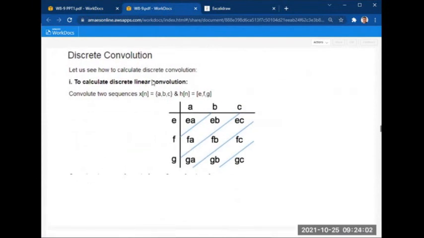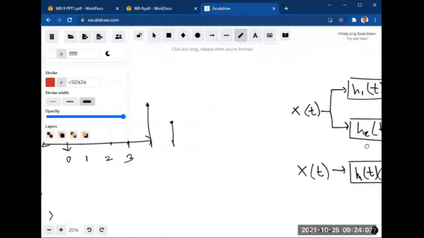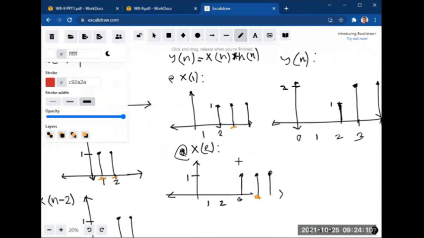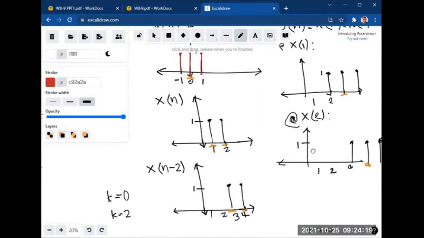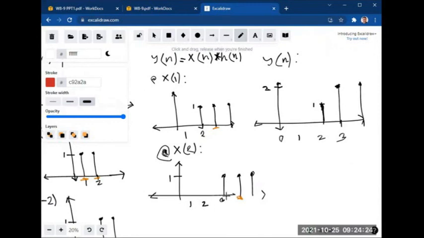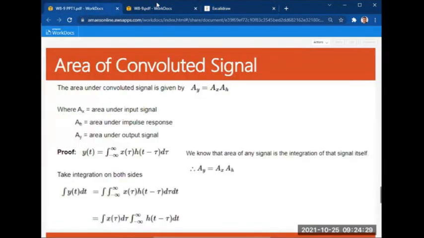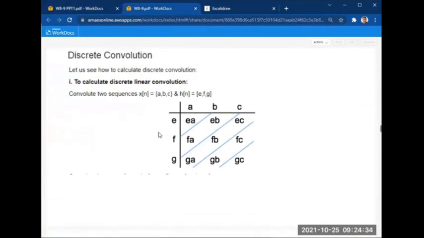So, discrete convolution. I gave you an example of a discrete convolution earlier. What we did here is we did the convolution for the input at time 1 and the input at time 2. Then we added both outputs of each input signal for the total output. But we have another way to solve for the convolution of our discrete signals, and that is through the tabular method.